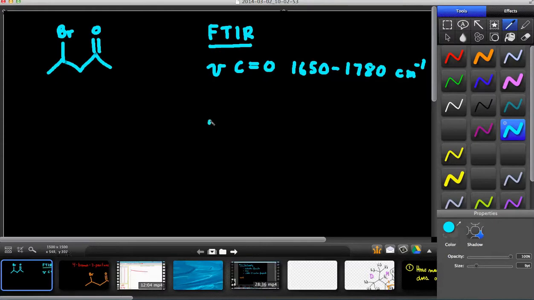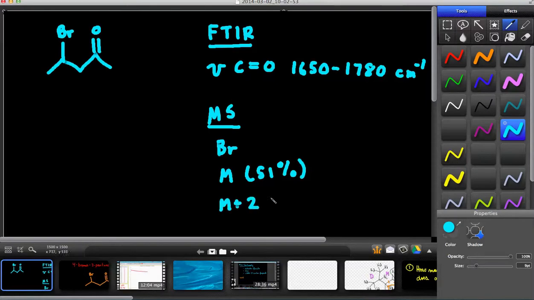The mass spec. We know we have a bromine atom, so we would see an M and an M plus 2 that is nearly 50-50. Remember that the M is just a little bit larger than the M plus 2, so it's about 51% to 49%.